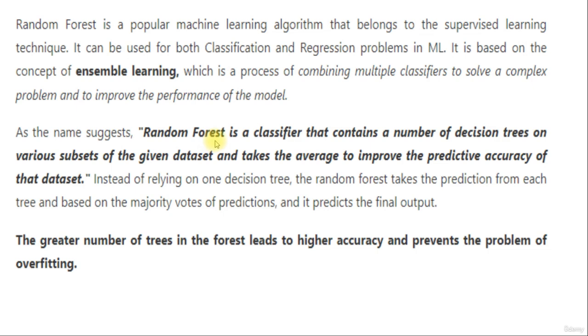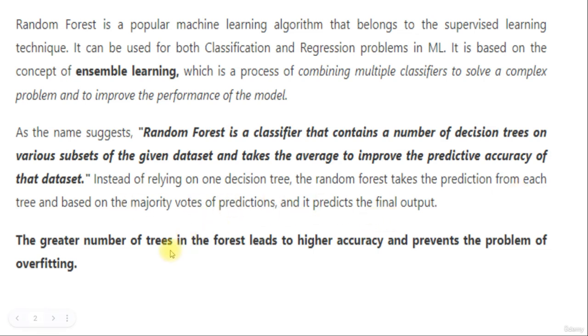As the name suggests, random forest is a classifier that contains a number of decision trees on various subsets of a given dataset and takes the average to improve the predictive accuracy of that dataset. Now, instead of relying on one decision tree, the random forest takes the prediction from each tree and based on the majority votes of predictions, it predicts the final output.